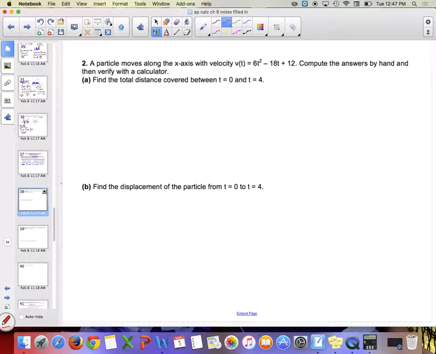It says a particle moves along the x-axis with velocity v of t equals 6t squared minus 18t plus 12. Now it says compute the answers by hand, and then you can verify with your calculator. So it says find the total distance. Distance is going to be the integral of the absolute value of v of t dt, and we're going from 0 to 4.